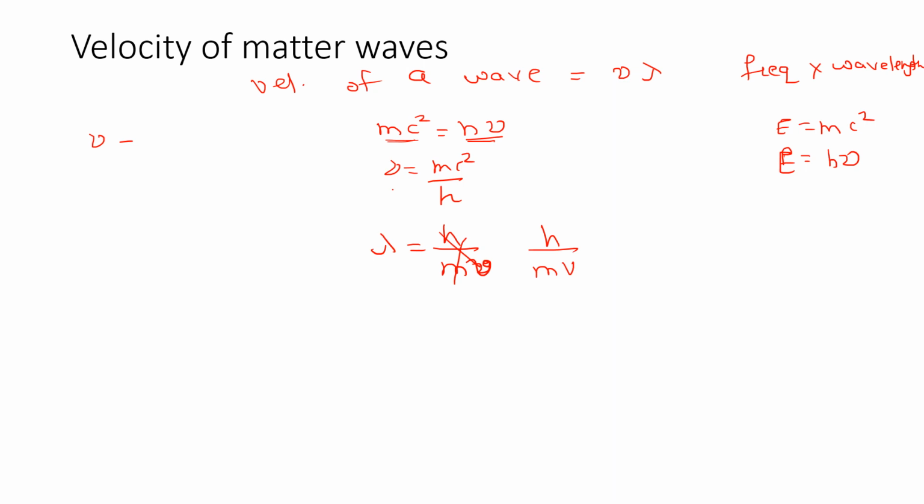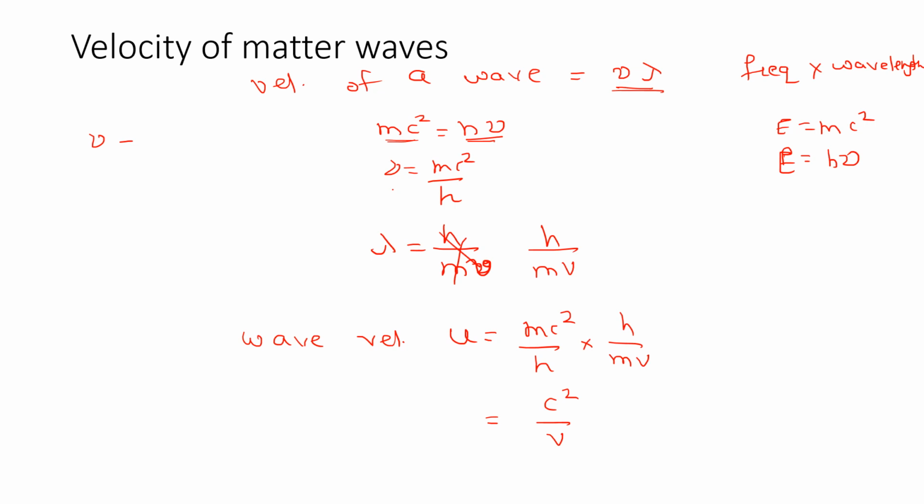So now both of these we will put here, and then we will get the wave velocity of matter waves: u is equal to mc² upon h into h upon mv. So it comes out to be c² by v. So the wave velocity of matter waves comes out to be c² upon v.